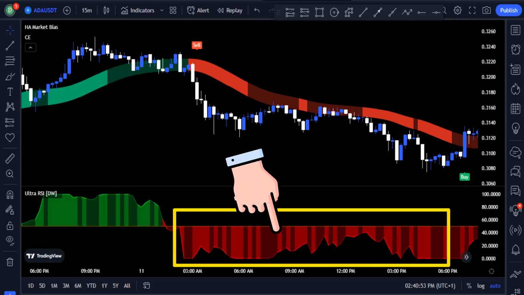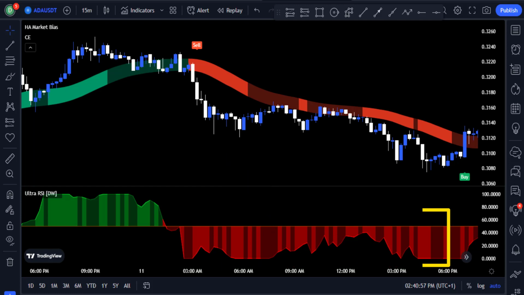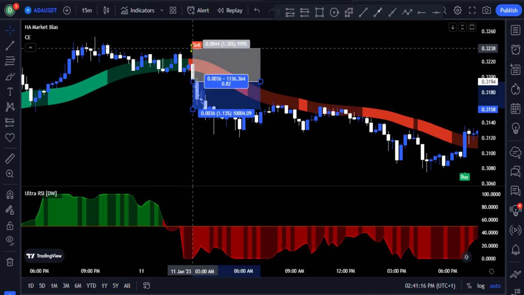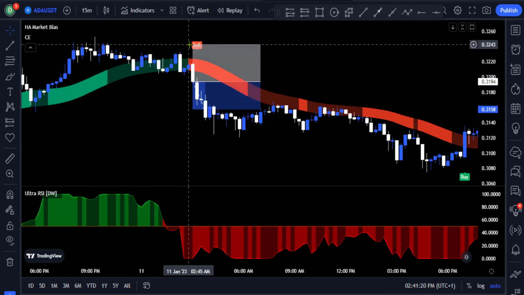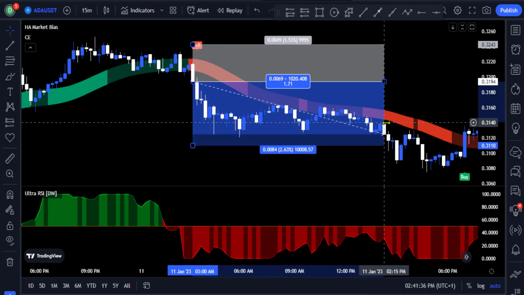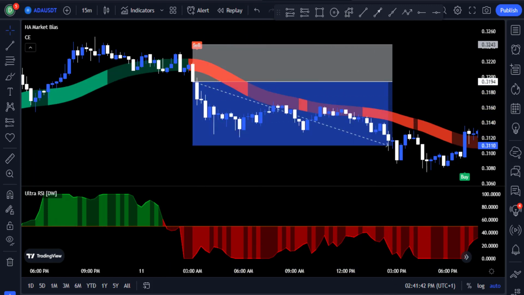Notice that the Ultra RSI bands had also changed from green to red and below the center line. And you could have placed a short trade like this at the close of this candle and set up your stop loss at this recent high and target a 1.7 risk to reward ratio. This is because all the conditions met at this point. Now, let's show this again, but in the opposite direction.